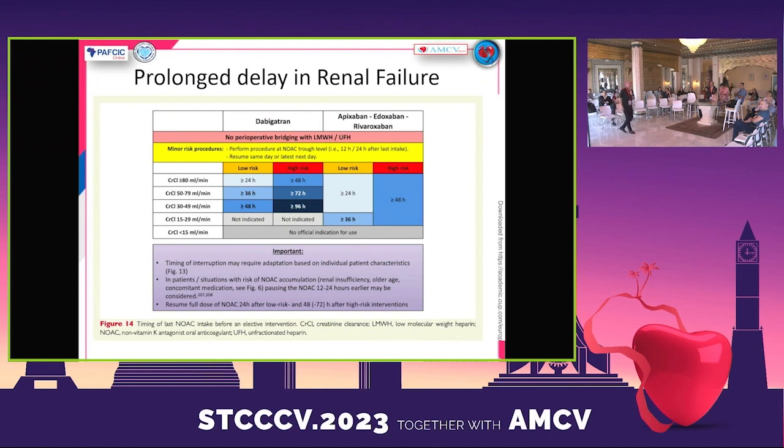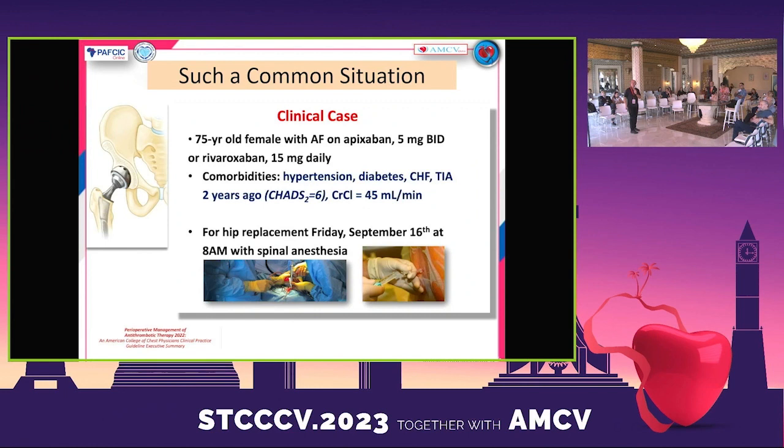As I said, the delay will depend also on the renal failure. So for dabigatran, for example, we have to stop more than 96 hours, and in the high risk here, we have to stop more than 2 days if it's impaired renal function.